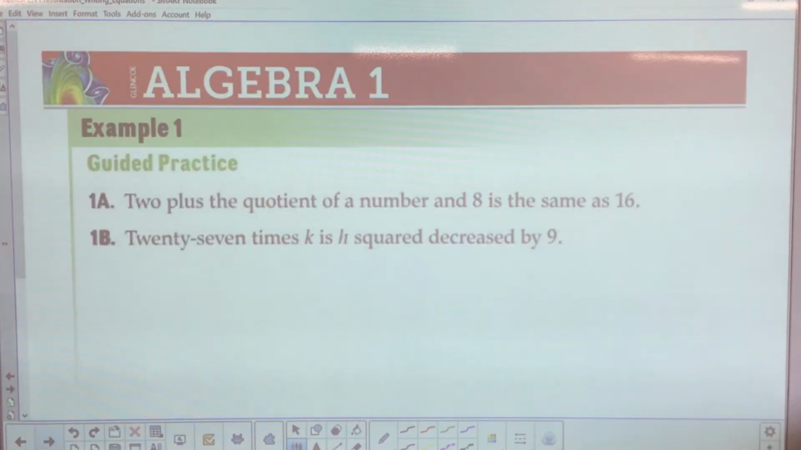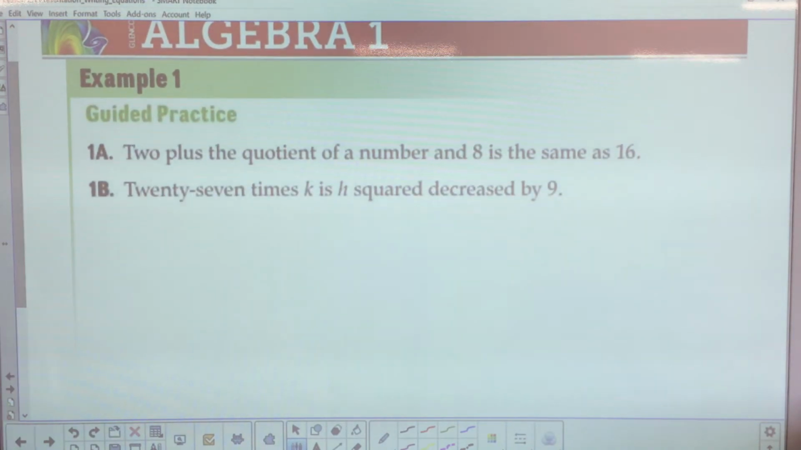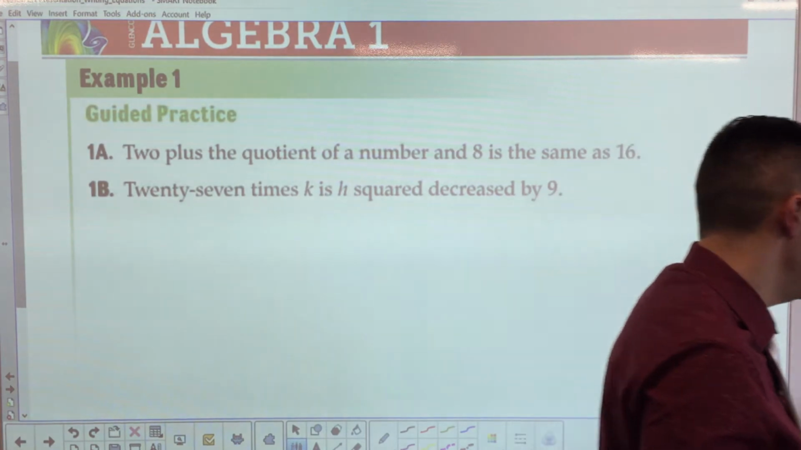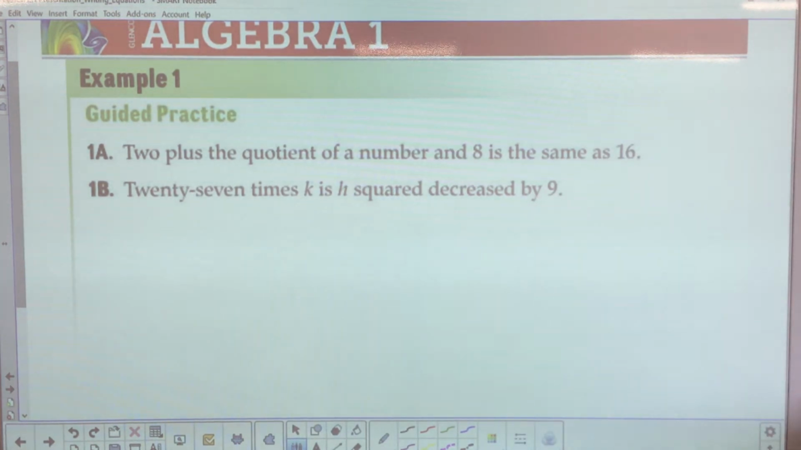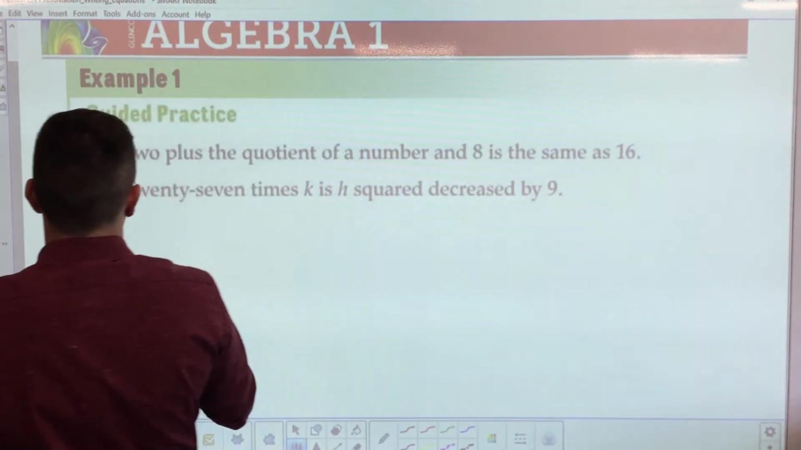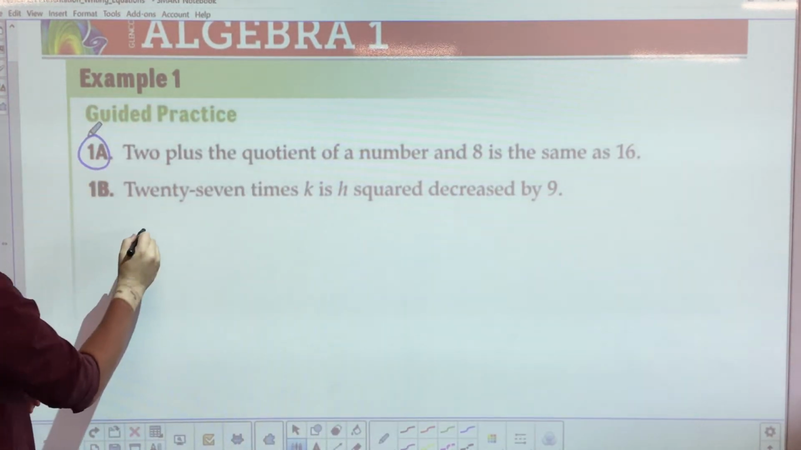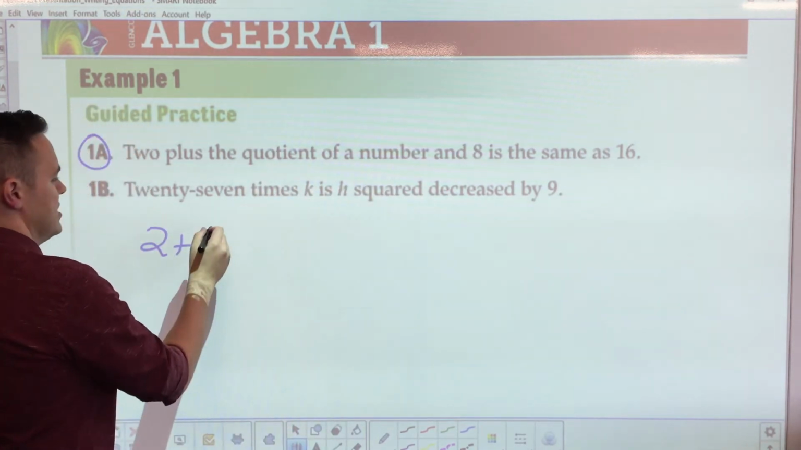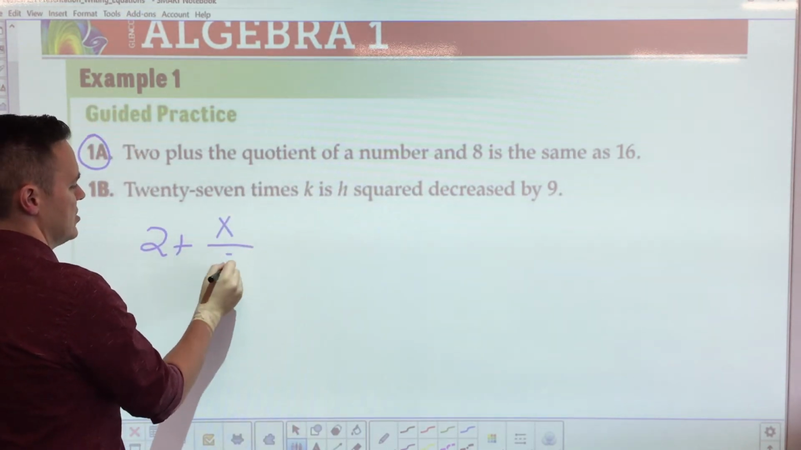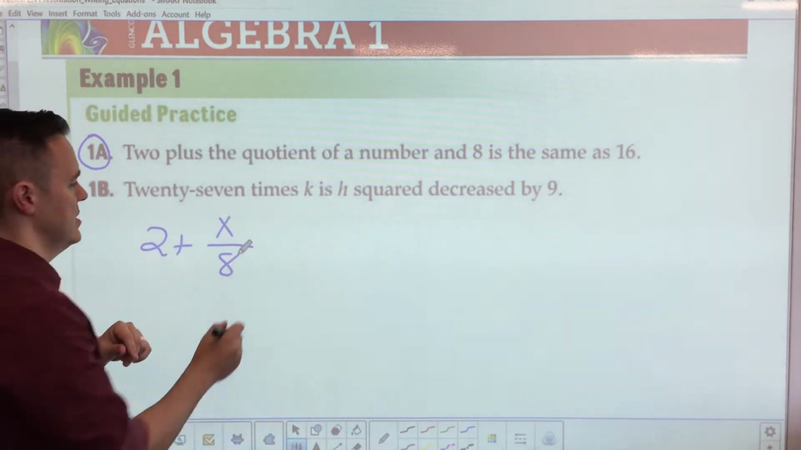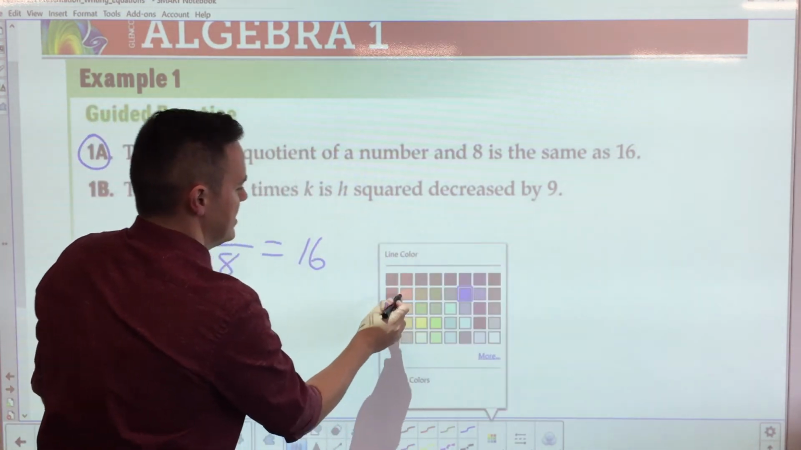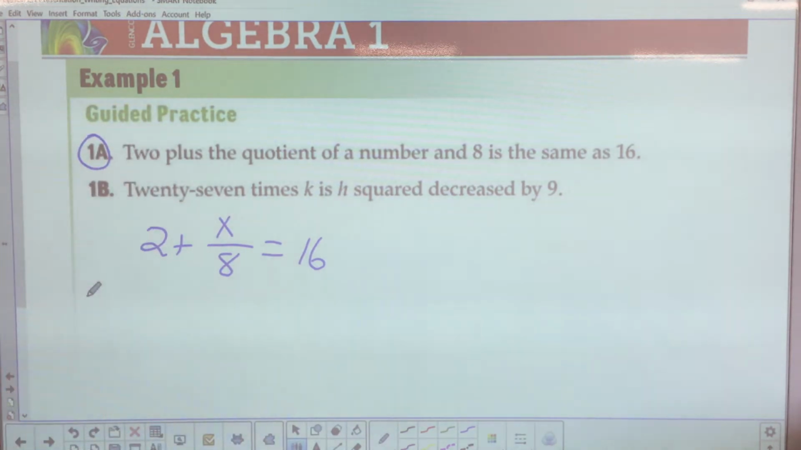All right, now it's up to you. Guided practice. Please put "guided practice" in the margin, page 79, and you try. Straight up, pretty simple. I'll do this in blue. 2 plus the quotient of a number and 8: quotient is dividing, so I'm just going to use x over 8, is the same as 16. Relatively simple. Hopefully you got this.